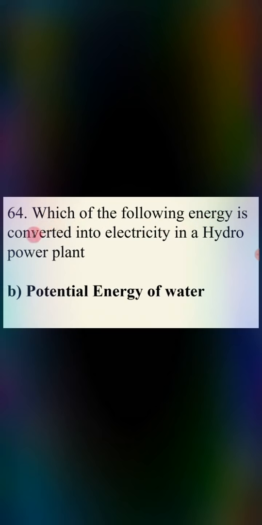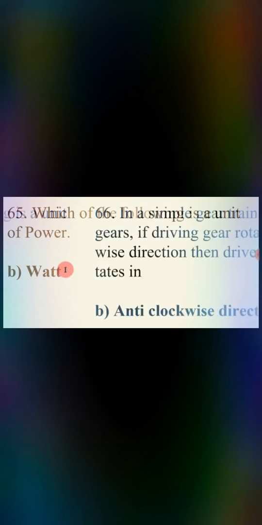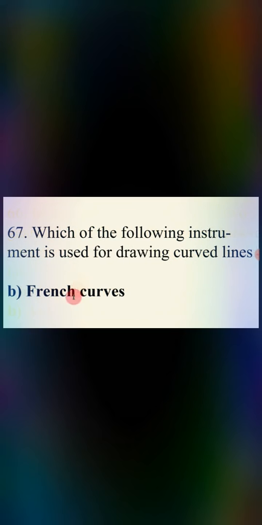Which of the following energy is converted into electricity in a hydropower plant? Potential energy of water. Which of the following is a unit of power? Unit of power is the watt. In a simple gear train having two gears, if the driving gear rotates clockwise, then the driven gear rotates anti-clockwise.